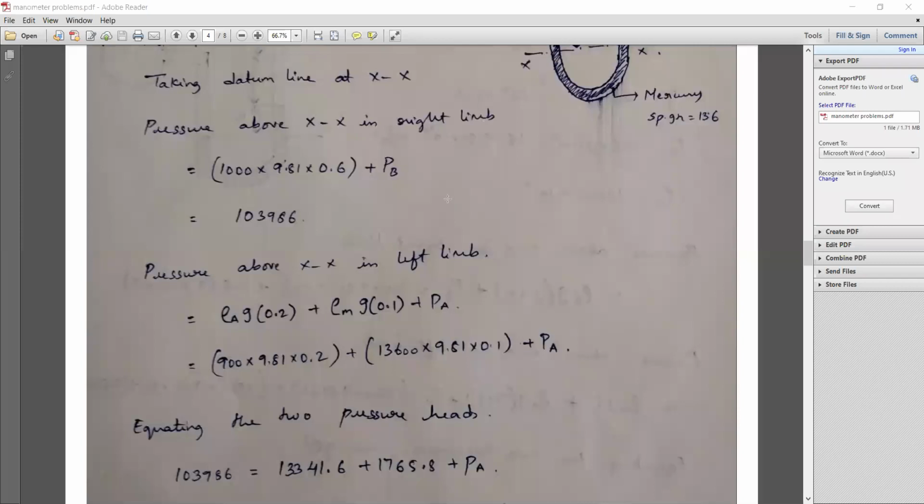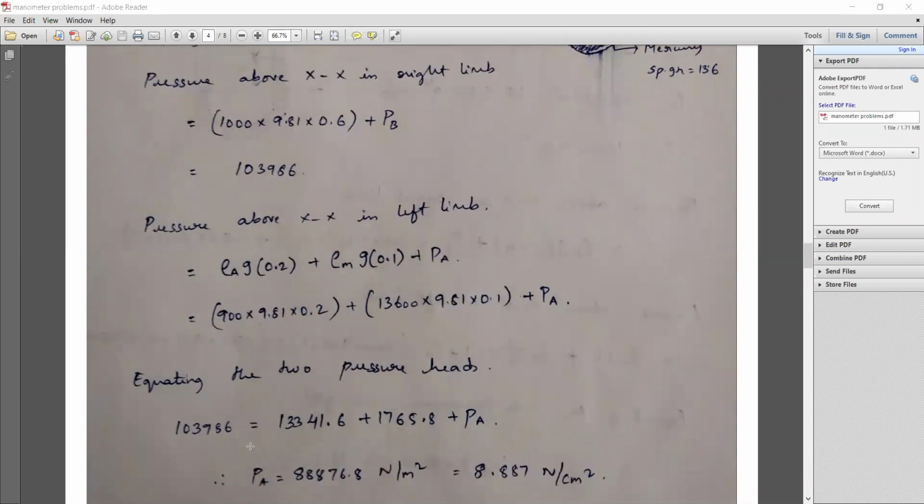Yes. What is the value of PA? 88878.6 Newton per meter square. Sorry, maybe I have written it wrong. Check it properly. 88878.6. Okay, 88878.6. Please write it down correctly. I have written it wrong here. PA is 88878.6 Newton per meter square.